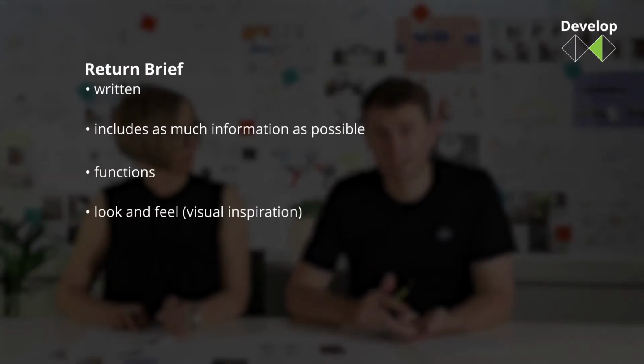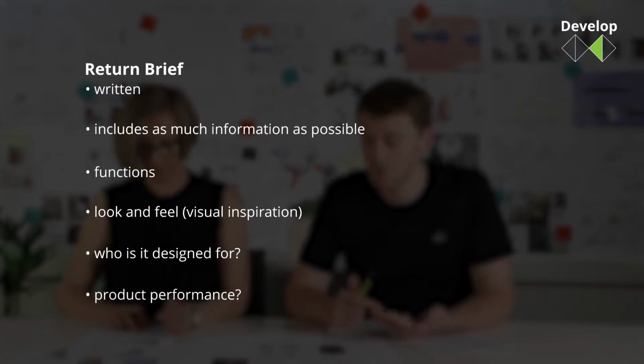So the return brief is what you would do once you've gone through a lot of thumbnail sketches and once you've started to settle on what the precise nature of the design might be, you create a return brief. So it's a written document and it includes as much information as possible about what the product could be, how it functions, who it would be used for, specifications around the look and the feel of the product.